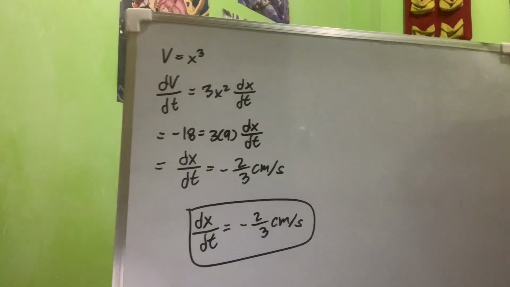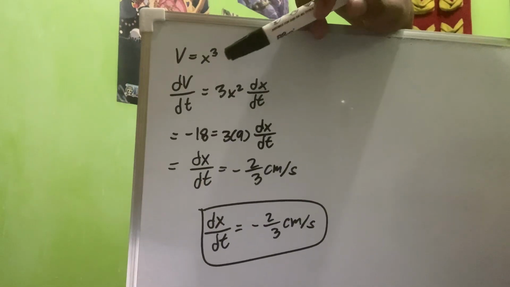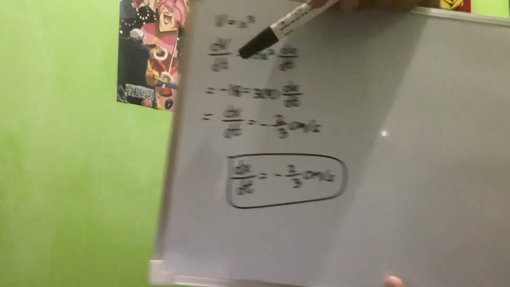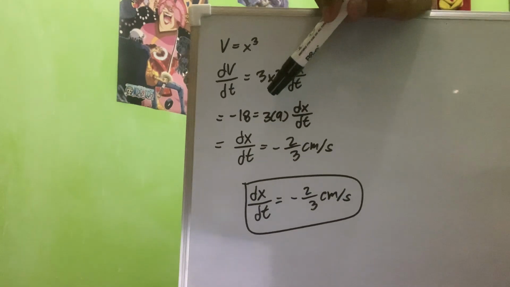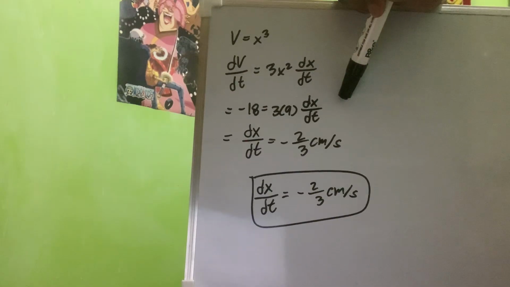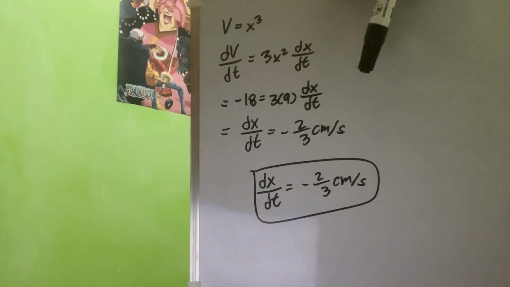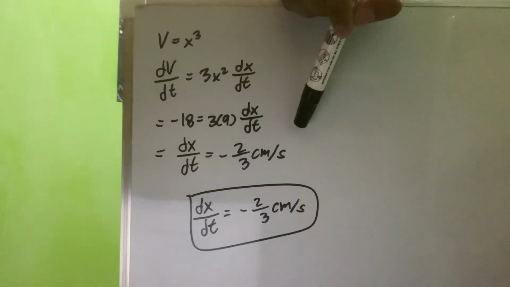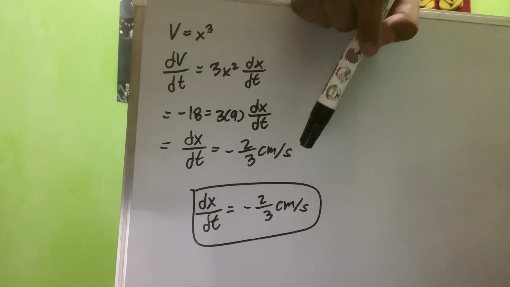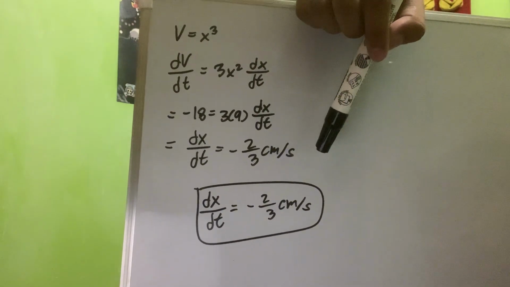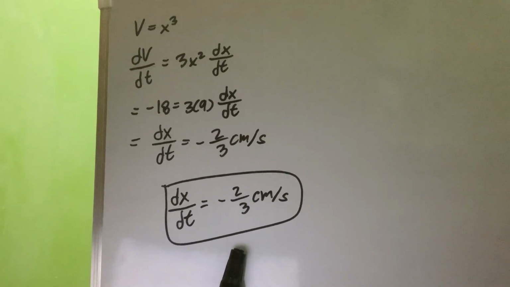So we solve for dx over dt. Negative 18 equals 3 times 9 times dx over dt, so dx over dt equals negative 2 over 3 centimeters per second. So this is the answer of problem number 8.